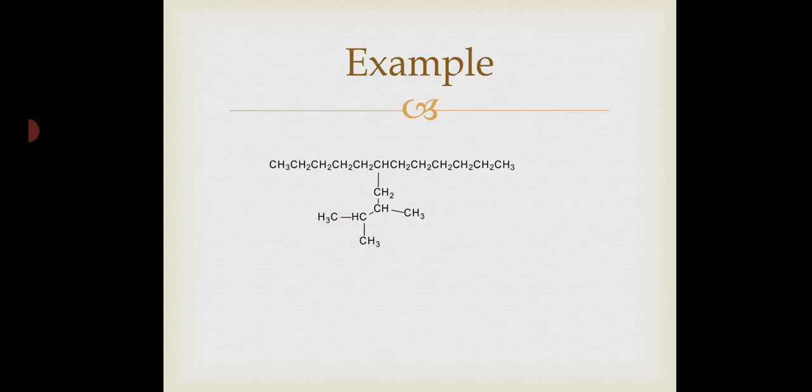So our first job is to find out which is the longest chain. Let's look at this chain. How many carbon atoms are there? 1, 2, 3, 4, 5, 6, 7, 8, 9, 10, 11, 12. If you take this chain, then how many carbon atoms? 1, 2, 3, 4, 5, 6, 7, 8, 9. If you take this chain, then how many carbon atoms? 1, 2, 3, 4, 5, 6, 7, 8, 9, 10, 11. So which is the longest chain? The longest chain is this, having 12 carbon atoms.